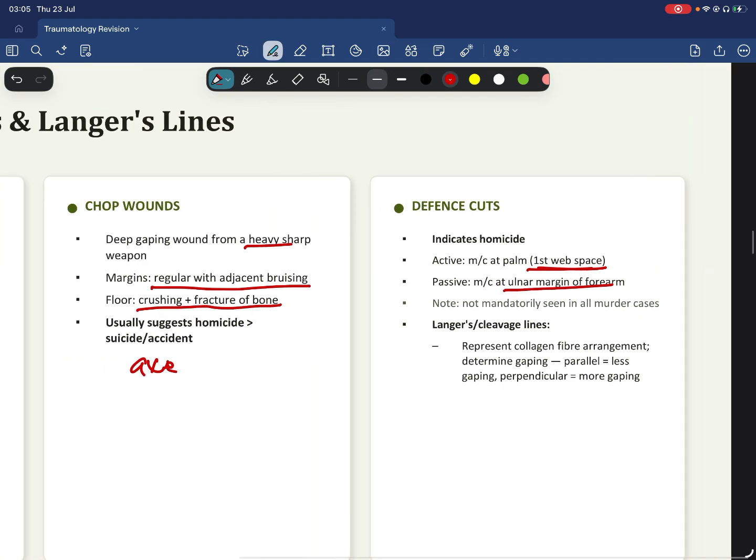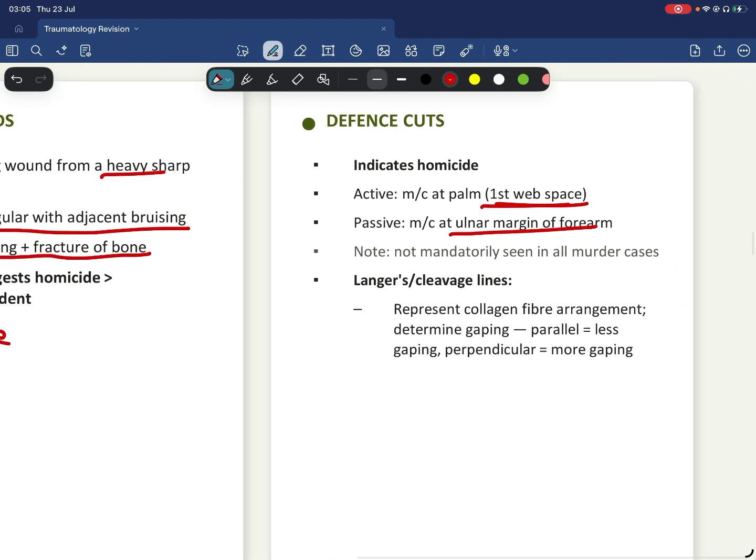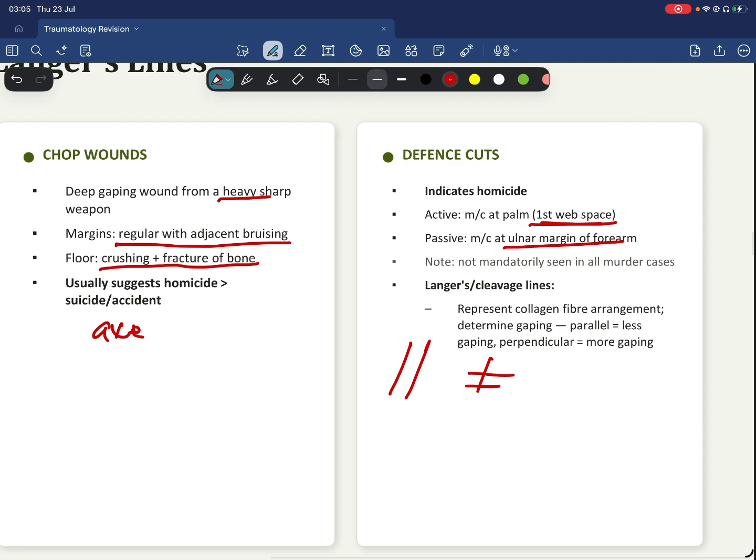Cleavage lines. If the incision or stab wound is parallel to the cleavage lines, it will be less gaping. Whereas if it is perpendicular to the cleavage lines, it is going to be gaping.